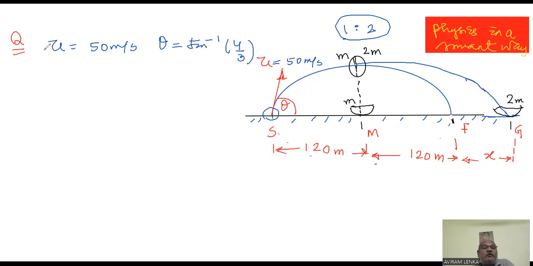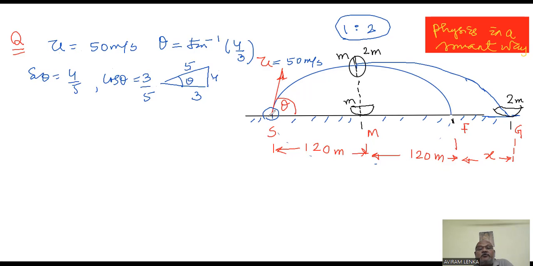Let us say we start with the answer. So angle of projection is given such that tan theta equal to 4 by 3. From that, we can find out sin theta and cos theta and any other angle. Sin theta equal to 4 by 5, and cos theta equal to 3 by 5.